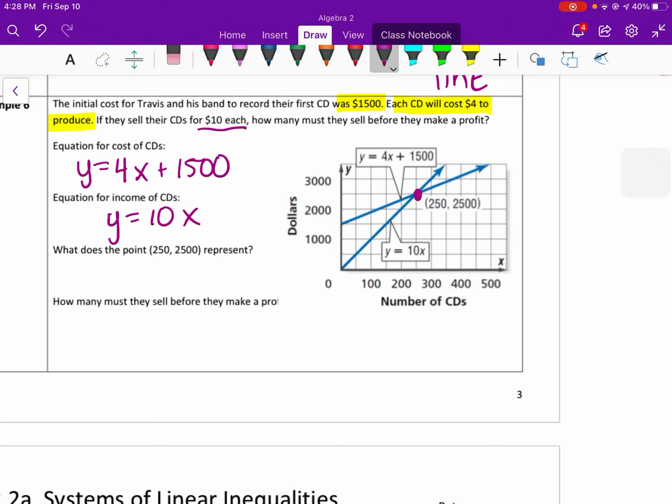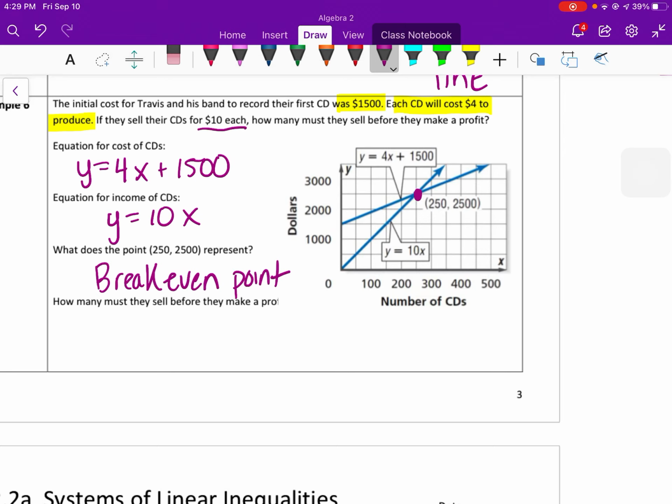That is essentially their break-even point. So their cost and their income meet at 250 CDs, and that's $2,500. So that's their break-even point, where the equations are equal.